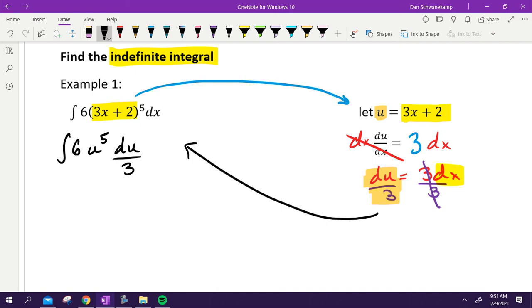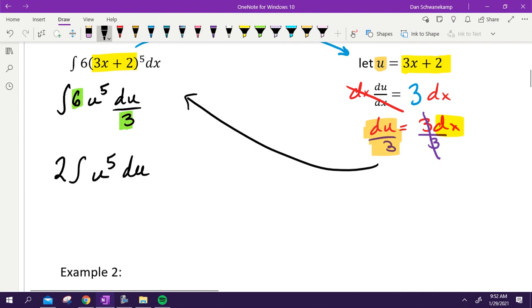The other thing we're always going to do to make life easier is pull out any constants. Are there any constants in this problem? Any just numbers? 6 and 3. I got a 6 and a 3. What's 6 divided by 3? 2. We're going to take the constant of 2 and we're going to just write it out in front. We just pulled the constant out. Now that makes this problem a lot easier.